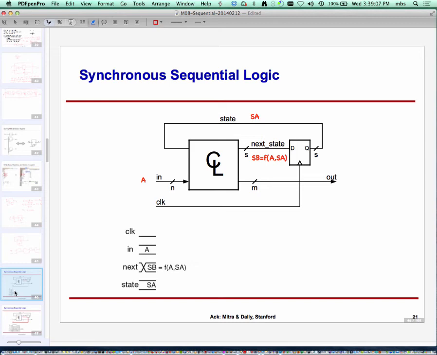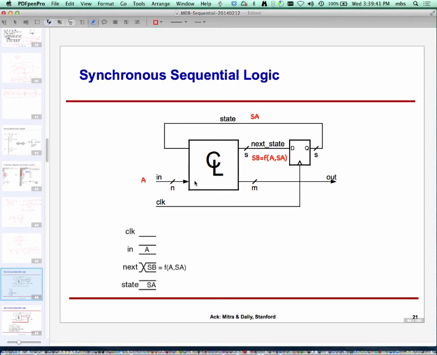Okay, now let's look at sequential logic, which I'm just going to redraw. I have our combinational logic out here, and this D flip-flop, which is storing a state register. The output of this combinational logic is out, as well as the next state. The next state is fed as input to the D flip-flop. The output of the D flip-flop is our current state, which feeds back into the combinational logic, and the other input of the combinational logic is in, out here.